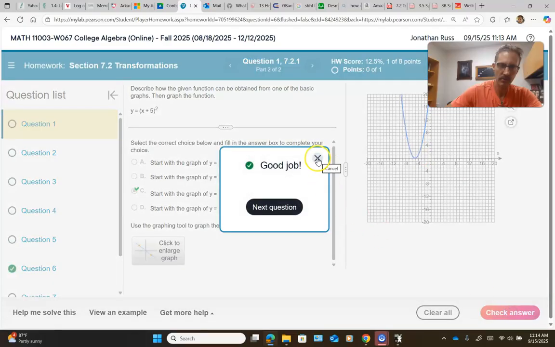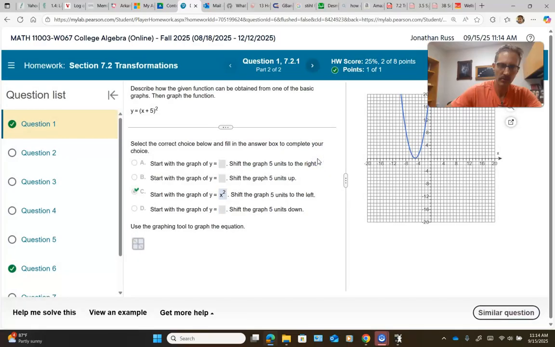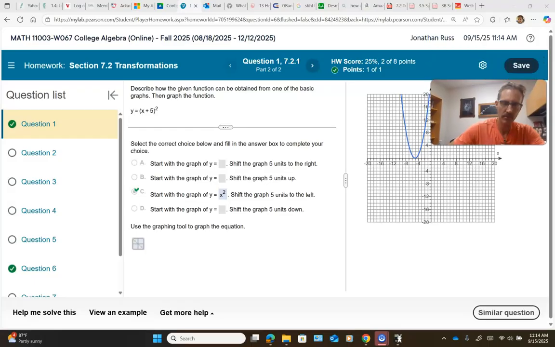Okay. So when you're graphing these guys, you're not going to have to plot points. Whatever function it is that you're trying to graph, click that respective tool. Click anywhere in the coordinate system, and it'll plot the basic function for you. And then you'll dial in those transformations. Okay? Just the way that I showed you.